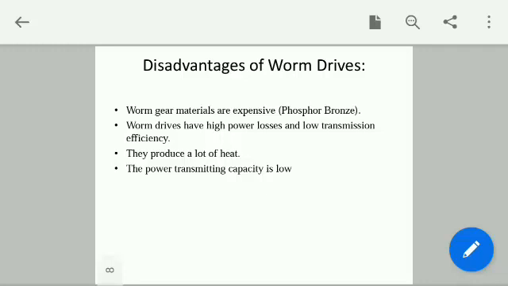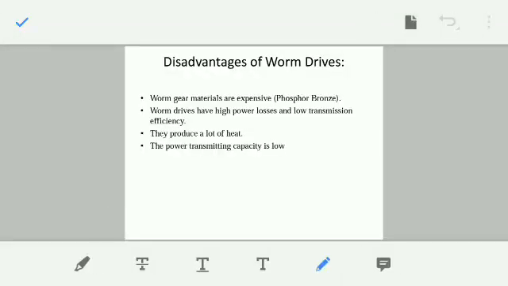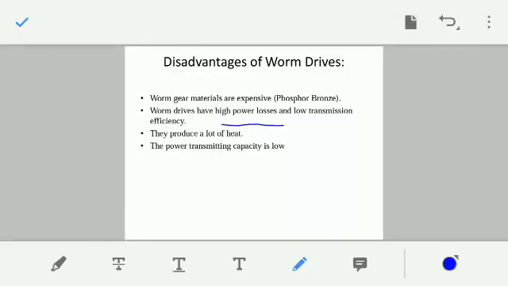If you see the gear material, worm gear materials are expensive, like phosphor bronze, which is used for the worm gear or worm wheel. And second, as you know, worm gear drive reduces a very high amount of speed, or it has a very high gear ratio. Power losses are very high in case of worm gear, and also efficiency is low. So it has very high power losses and low transmission efficiency.